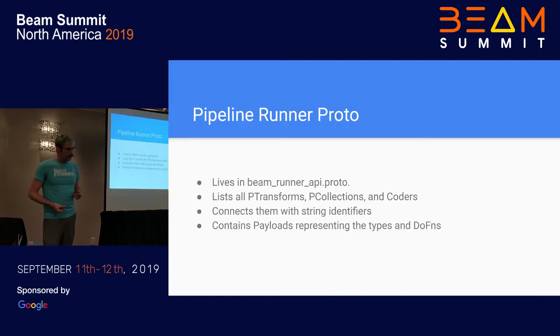So if you've been paying attention to the other talks on portability, you might have heard of the Beam runner proto and the actual pipeline proto. What this actually contains is basically a list of all your PTransforms, a list of all your PCollections and all the coders, some other things as well, but it mostly connects them all together with global string identifiers per type, as it turns out. And most importantly, especially in terms of PCollections, or coders and PTransforms, the actual types and coders and DoFns, something that represents them so we can get them out afterwards.